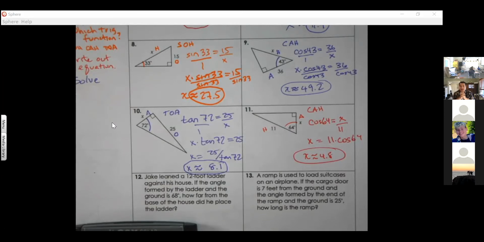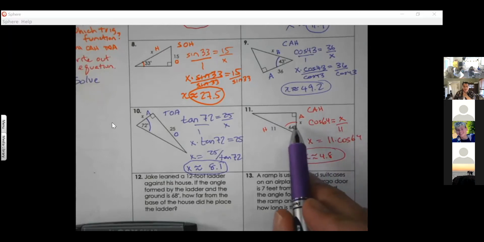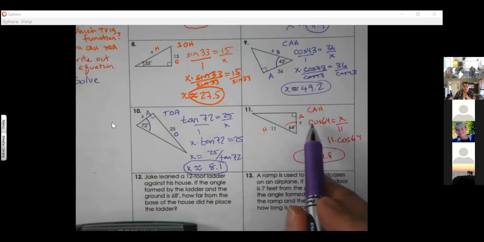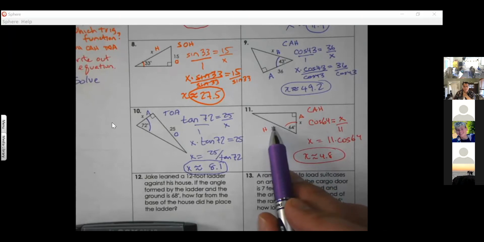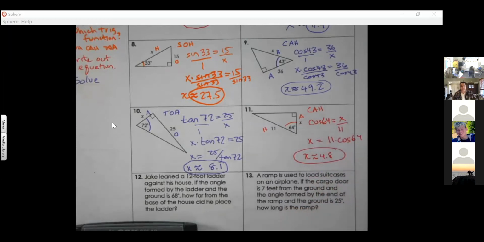Mr. Erlin? Yeah. I'm a little confused about 11. I got x equals 11 over cosine 64. Why is it 11 times? Well, it depends on this situation, doesn't it? When we say the cosine of 64, CAH, equals adjacent over hypotenuse, we have to put the x on top and the 11 on the bottom. Oh, okay, I see. And for when we cross multiply, this one will be the level 1. It's the easier version.